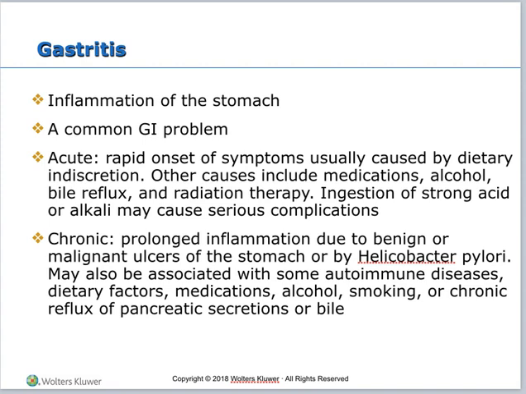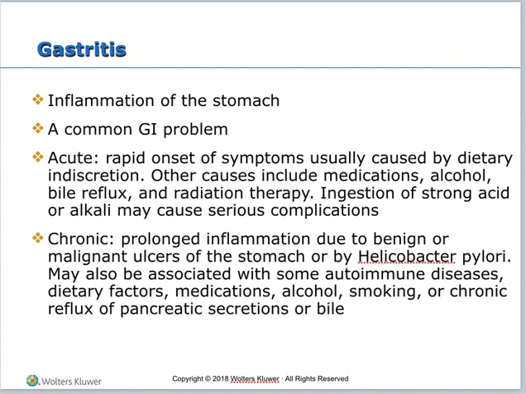It could be related to an erosion problem or an atrophy problem. You can have it acute or chronic. The treatments are similar. The signs and symptoms are going to be nausea, vomiting, epigastric discomfort and pain. They may have hematemesis, melena.